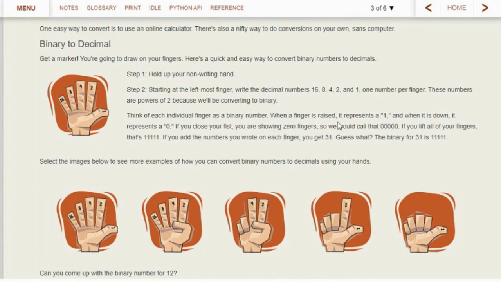So when a finger is raised, it represents a 1. Right, just the far right there. When it's down, it represents a 0. So if you close your fist, you're showing 0 fingers, and we call that 00000. If you lift all your fingers, that's 11111 in binary. So you'd add all those numbers. You have a 1's number, a 2's number, a 4's number, an 8's number, and a 16 number, and you add them all up, and you get 31. So you can count from 0 to 31 on one hand. Just depends on which fingers you have up.